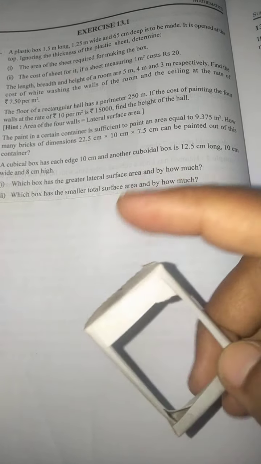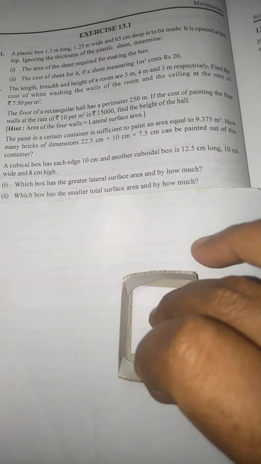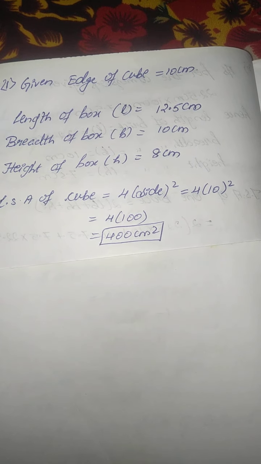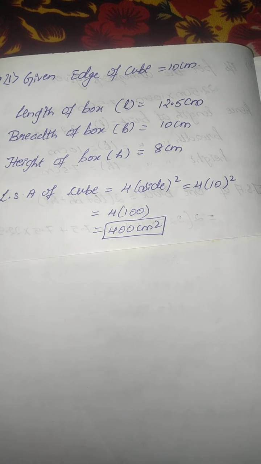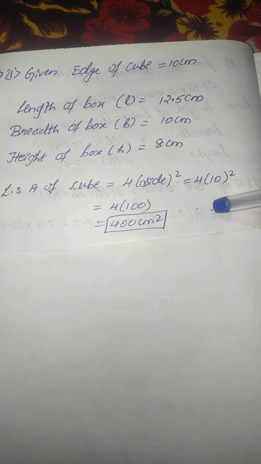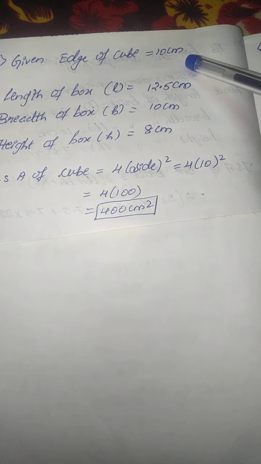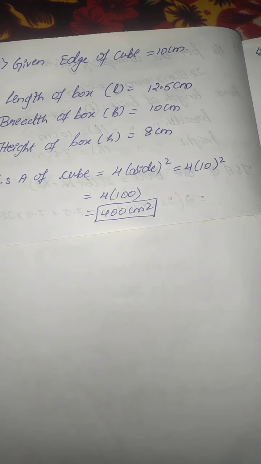So when to take LSA? See here, only 4 walls. When they are mentioning only the 4 walls without the base and without the top, then you have to consider the LSA. First, let us see what will be the LSA of the cube, children. LSA of cube formula I know as 4 into side square. They have given one edge as 10 centimeters. Hence, when I square this 10, it becomes 100. 4 into 100 is 400 centimeters square.